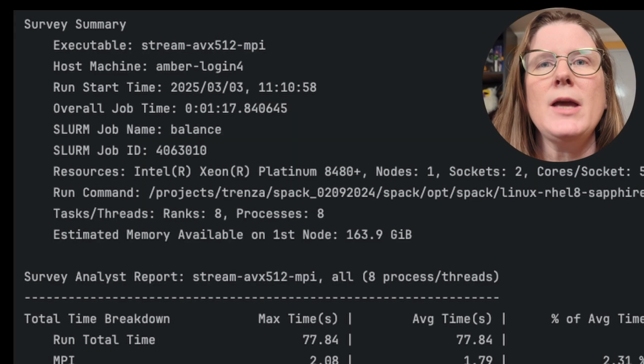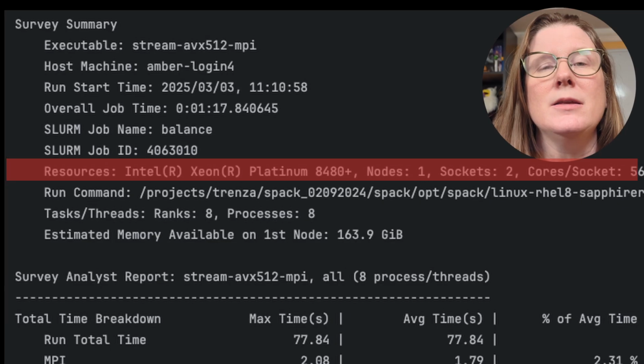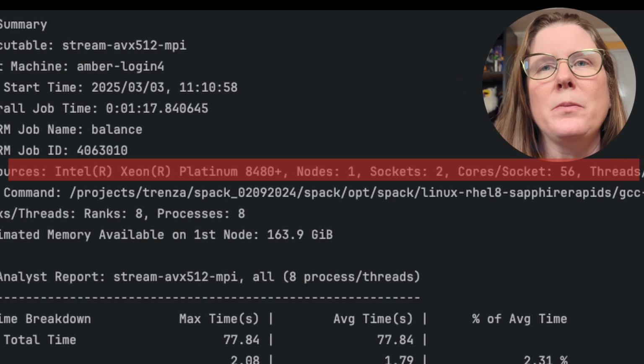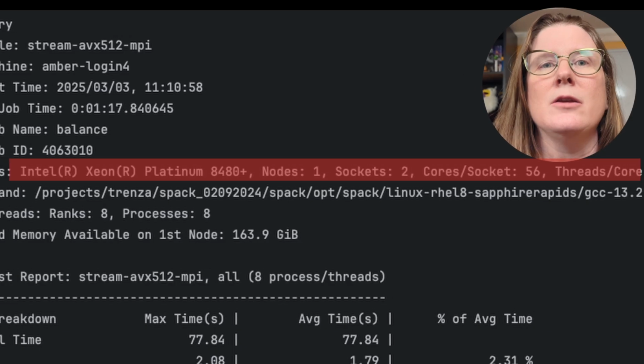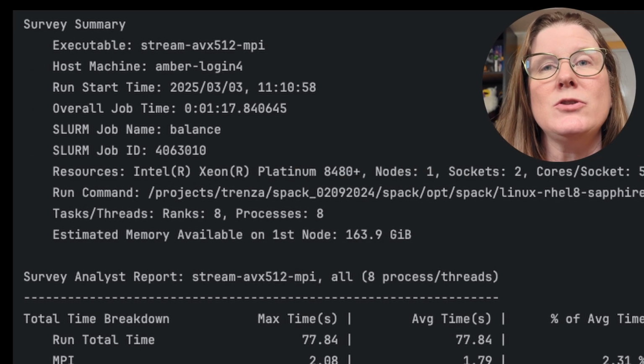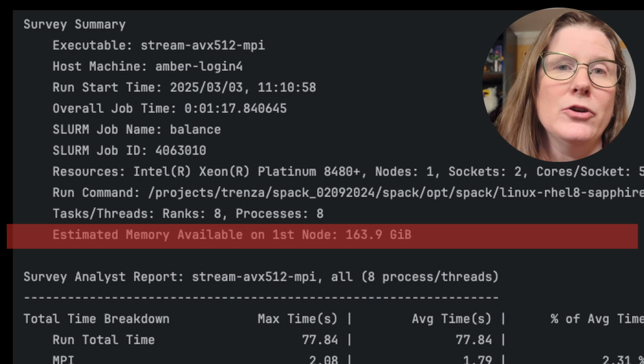Survey gives you everything you need in one place. Let's look at the output. First, the summary header tells you about the hardware. This tells you the processor type, how many nodes you used, the number of processor sockets, the number of cores per socket, and the hardware threads per core. It also gives you the estimated memory available on the node.